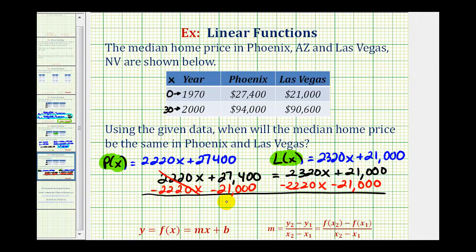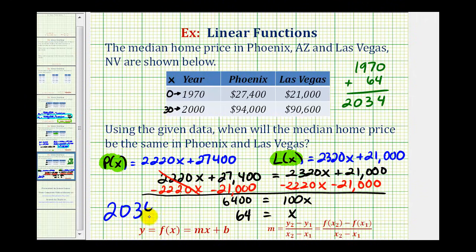So on the left side, we're going to have 6,400 equals, this will be 100x. Dividing both sides by 100, we have x equals 64. Remember, this is a number of years after 1970, so to figure out what year this would be, we need to take the base year of 1970 and add 64. So using linear functions to model this data, the median home prices would be the same in Phoenix and Las Vegas in the year 2034.